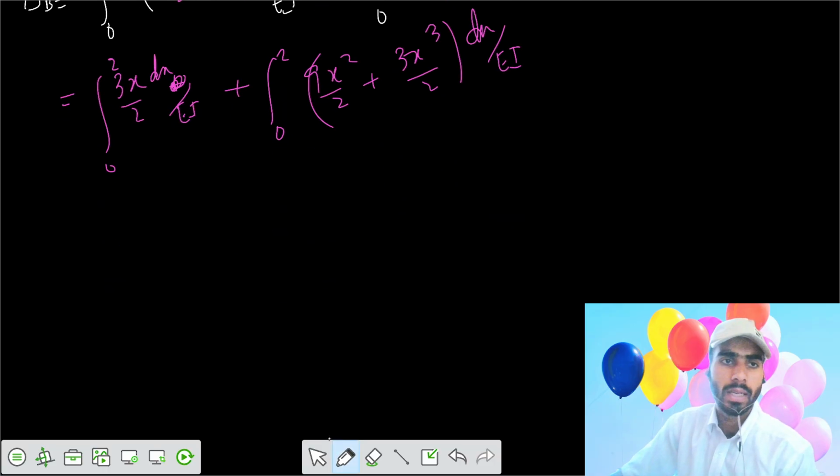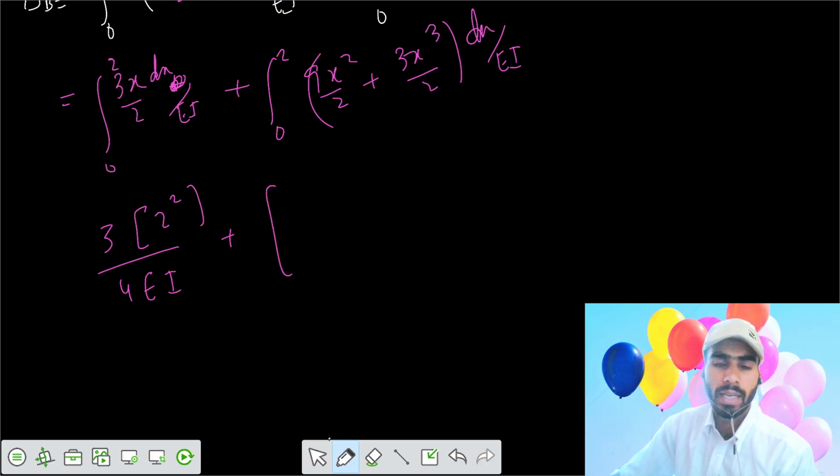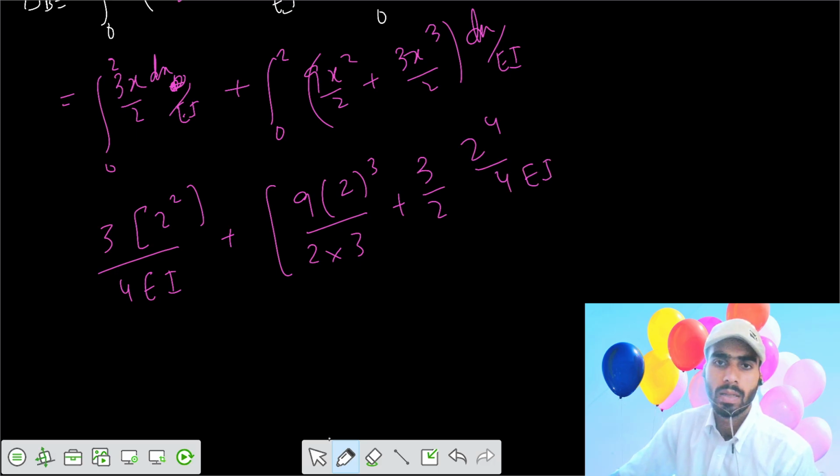And you solve it, you get 3x squared by 4 EI plus 9x cubed by 3 EI plus 3 times x power 4, that is 2 power 4 by 4 EI. Then you get the value of delta final at B.